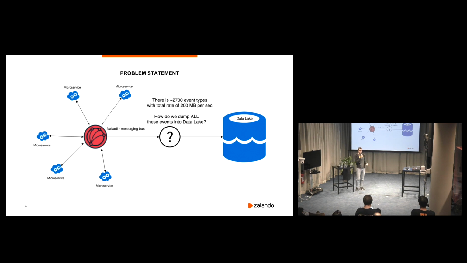One of the use cases we have is Nakadi, that you just heard about, as a messaging bus with roughly 2,700 event types at the moment, which you can map to Kafka topics, and with a total rate of 200 megabytes per second. So it's quite a lot of data going through. The problem is how to have all of that in the data lake in a timely manner, so that it can be provided later. As you see, Nakadi is just a bus between all the microservices. You already know that.